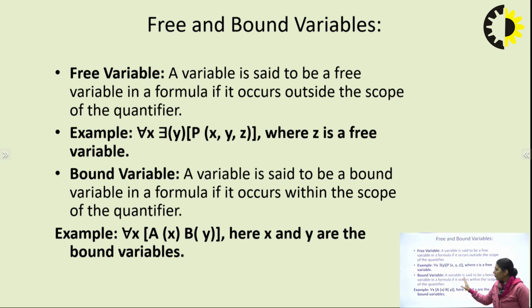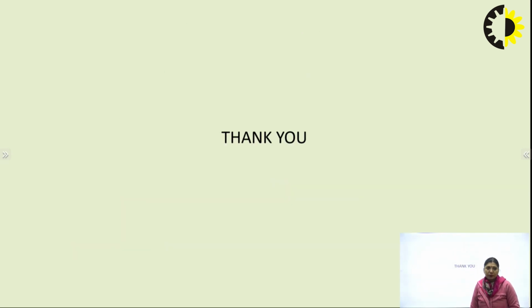It says that a variable is said to be a bound variable in a formula if it occurs within the scope of the quantifier. अगर आपके स्कोप के अंदर आता है, अगर आपके डोमेन के अंदर आता है, तो डेफिनेटली उसको हम कहेंगे आपका बाउंड वेरिएबल. For example, for all x, a of x, b of y, here x and y are the bound variables. क्योंकि हमने x और y दोनों को यूज करा है. दोनों ही आपके यूज हो रहे हैं यहाँ पर, तो हम क्या कहेंगे, आपका x और y आपके बाउंड वेरिएबल्स में काउंटेबल हो जाएंगे. Thank you.